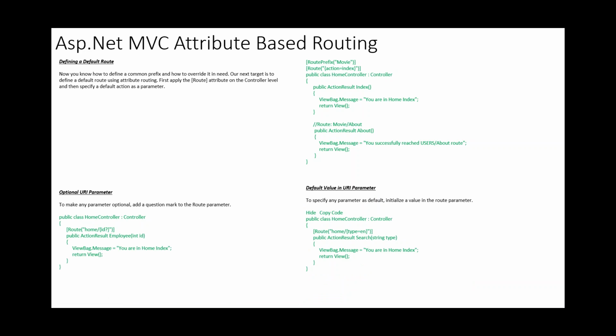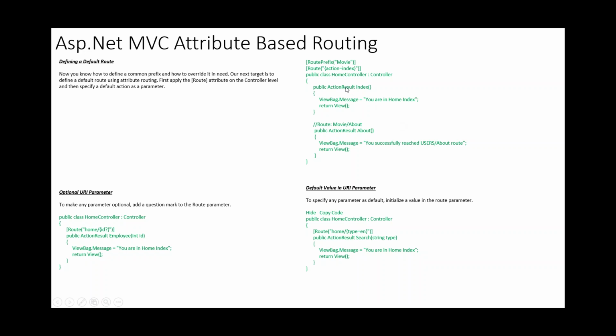So there are many types of routes you can define. Optional URL parameters. Now you know how to define a common prefix and how to override it when needed. Our next target is to define a default route using attribute routing. First apply the Route attribute at the controller level and specify the default action as a parameter. So this is the default action.